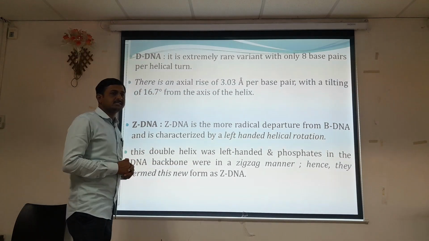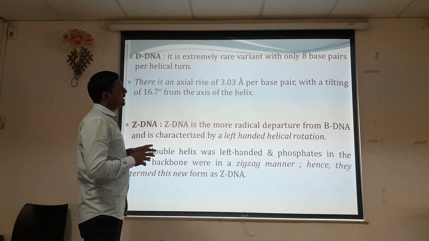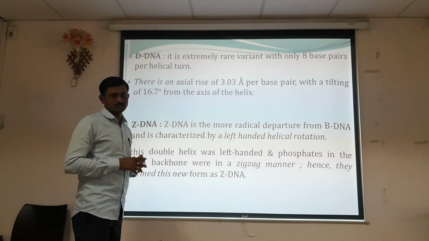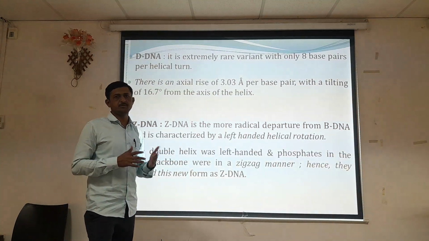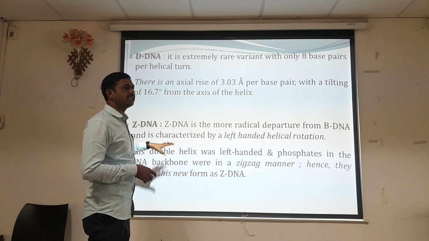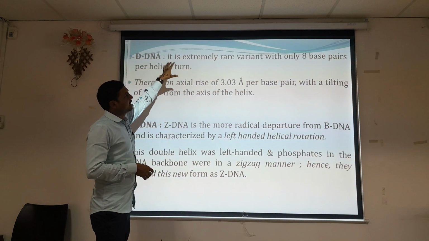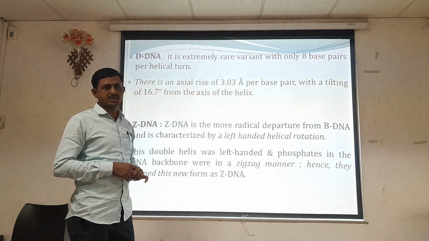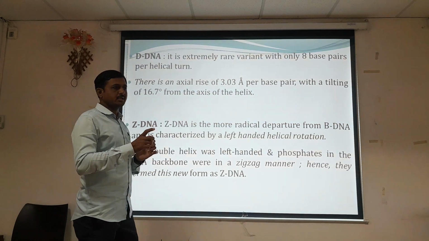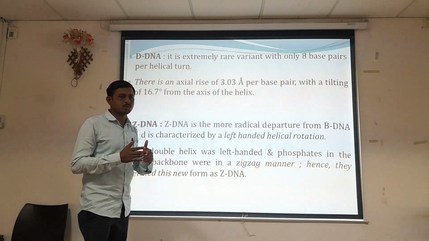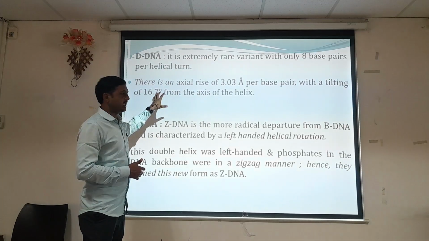Another form of DNA is D DNA. It is an extremely rare variant with only 8 base pairs per helical turn. In the C form of DNA, we discussed that 9.33 base pairs per turn can be present, but in the D form of DNA, it contains about 8 base pairs per helical turn. That means there is a difference in the number of base pairs between the forms of DNA.